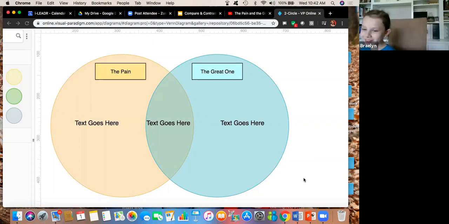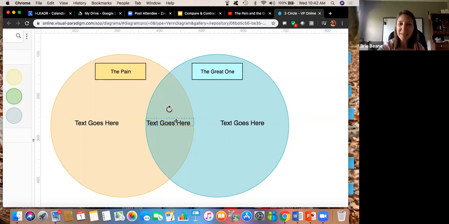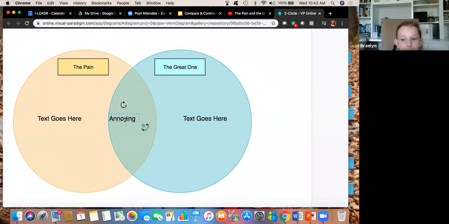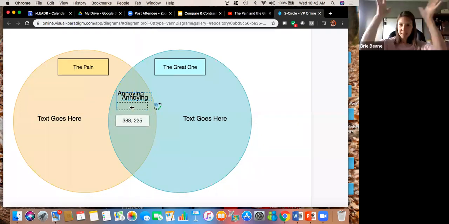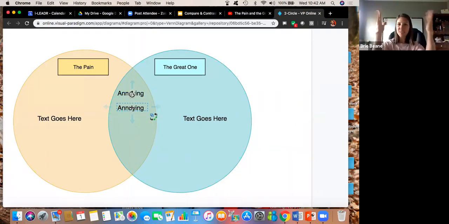They're both annoying. Yes. They both think that each other is annoying. I love it. Am I going to put that in the center then? Yeah, because they both think that each other's annoying. Good job, Braylon. Everybody, silent clapping for her. Let me see that. Woo! Good job, Braylon. Okay, who's next?